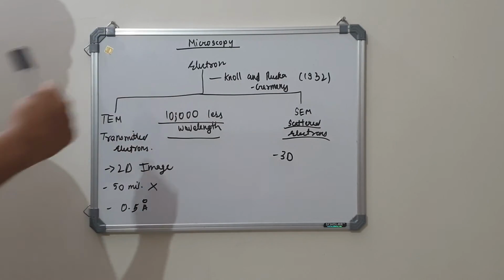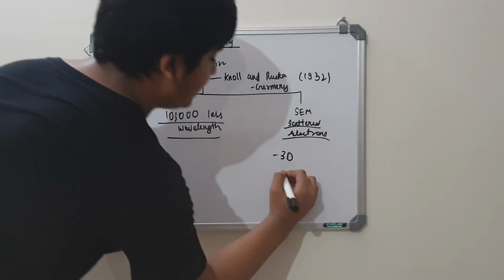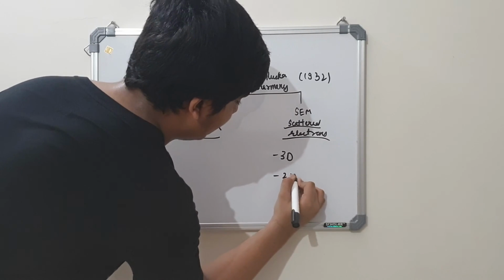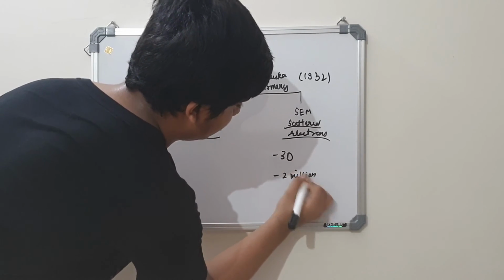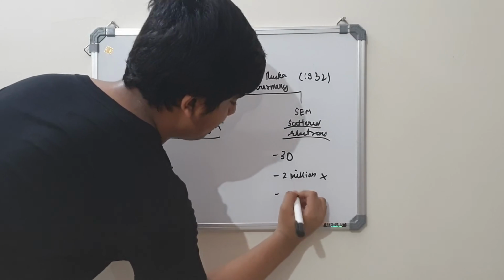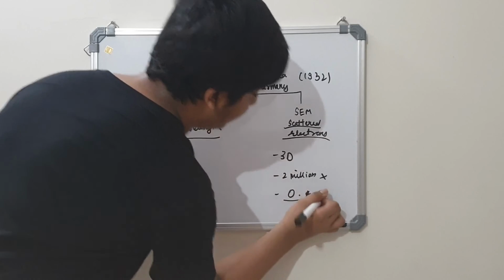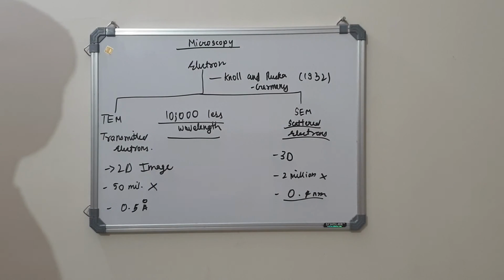The resolution power of TEM is 0.58. Now let's talk about the magnification and resolution power of the scanning electron microscope. The magnification power of SEM is 2 million times. See the difference. And the resolution power is 0.4 nanometers. The resolution power is also much less.